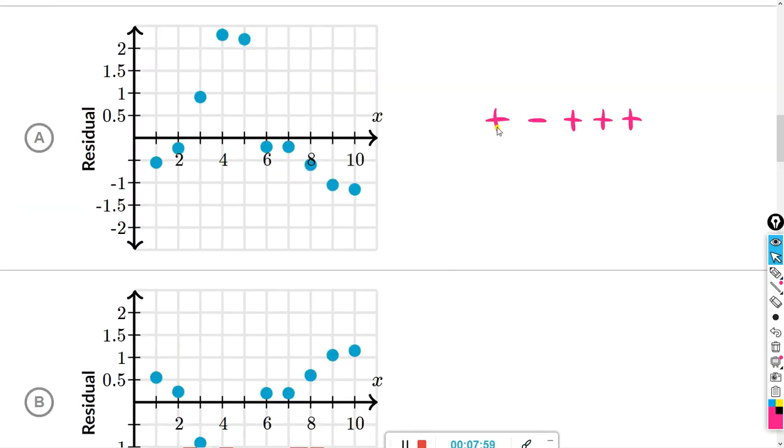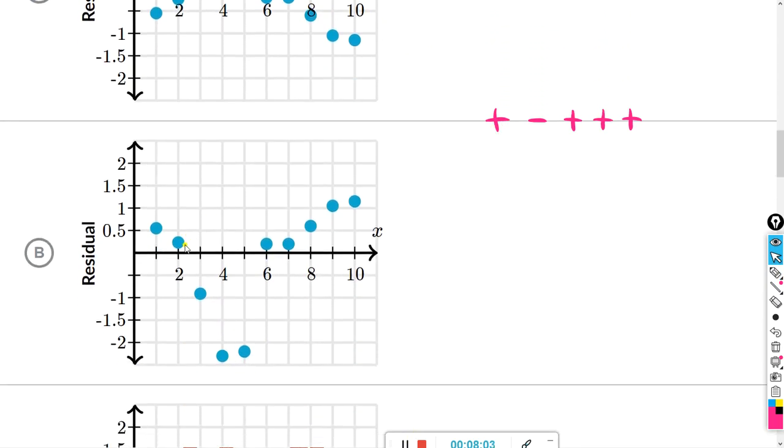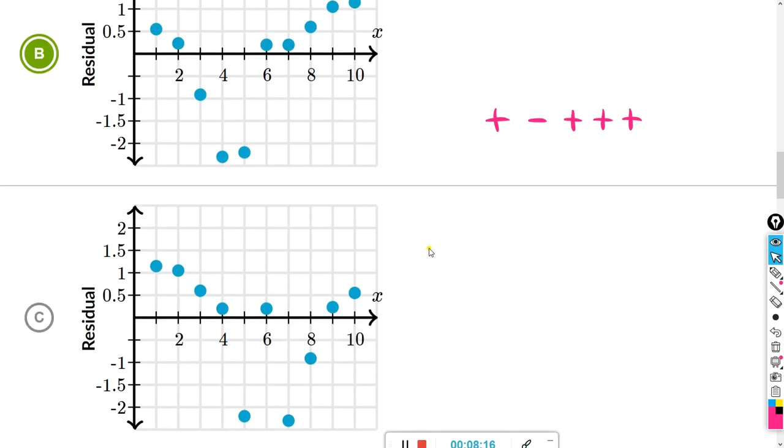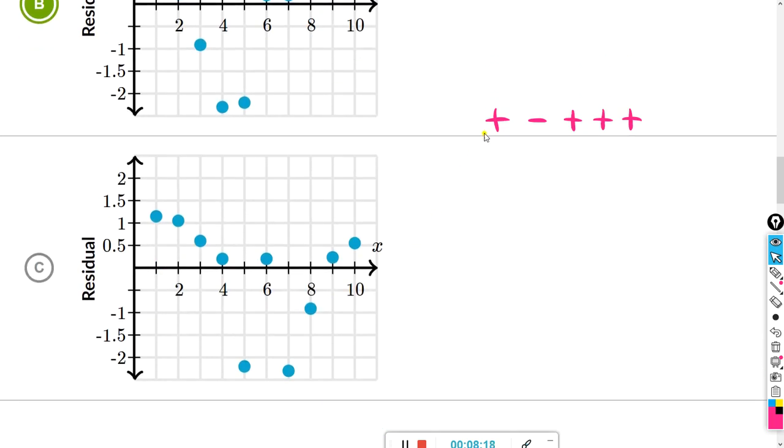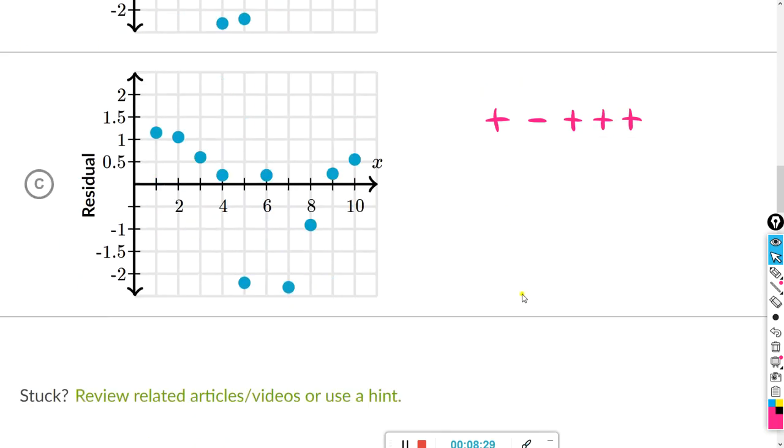For A, 2 is positive, but right here it's negative, so it's not A. For B, 2 is positive, 4 is negative, 6 is positive, 8 is positive, and 10 is positive. So I think it's B. Let's double check answer C. 2 is positive, 4 is negative, and right here 4 is positive. We said it's negative, so it's not C. So I know B is correct.